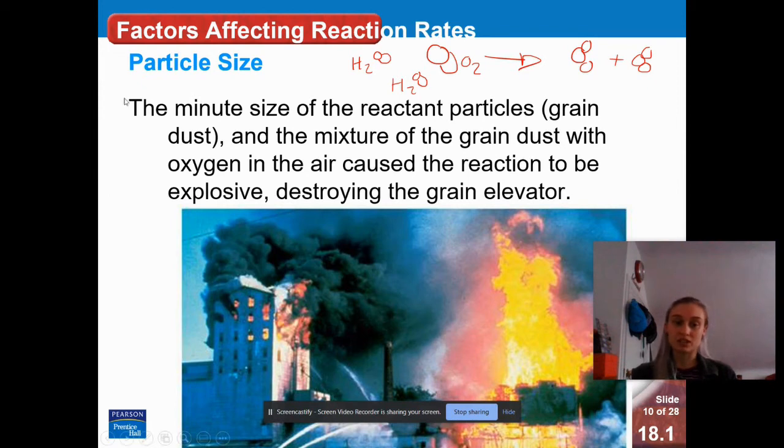And so because of this, we have this example that says the minute size of the reactant particles in this kind of explosion here that's depicted. So we have grains of dust, which are really tiny. And then the mixture of the grain dust with oxygen in the air, which we already know from up here is tiny, causes the reaction to be very explosive. What that means is the reaction happened really fast because explosions occur really quickly. And it was easier than if we had bigger dust. So that's how particle size affects your reaction rate. Smaller particles are just easier.